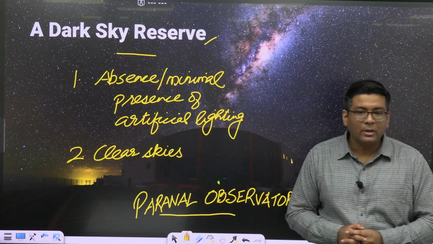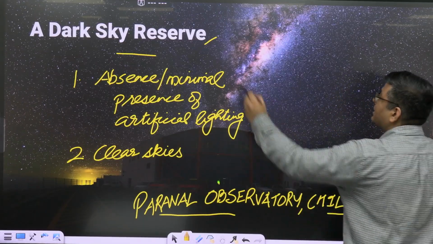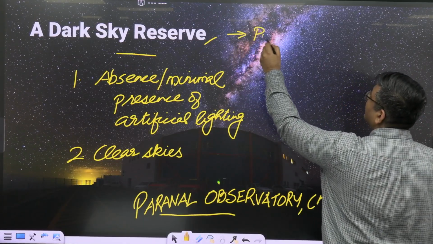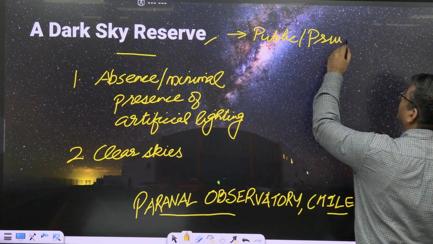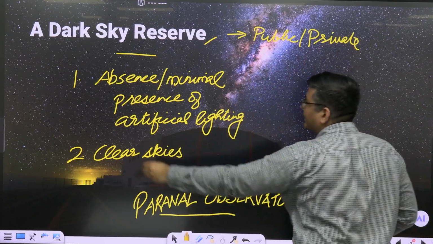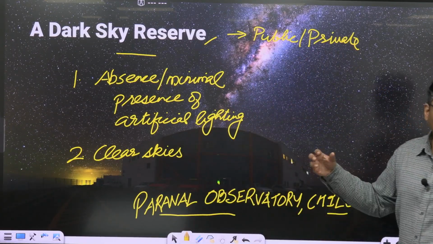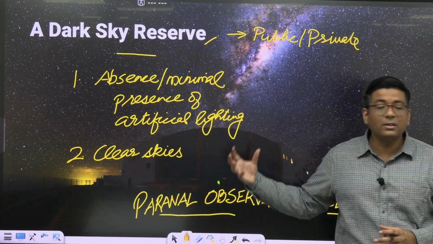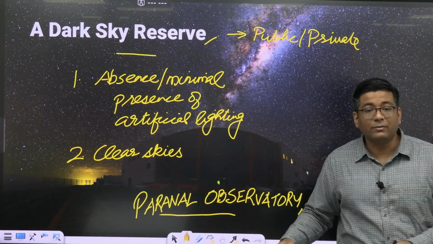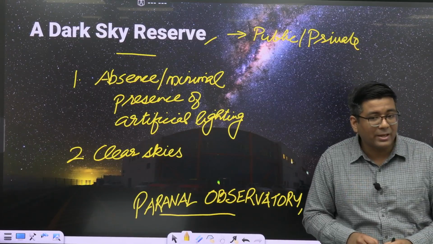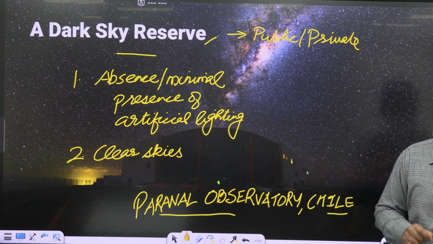Okay. Now this particular place could be public or private, it doesn't matter. If this characteristic is preserved over a large piece of land, it will be called a dark sky reserve. But why will it be called a dark sky reserve? Because you will have to go for a certification.